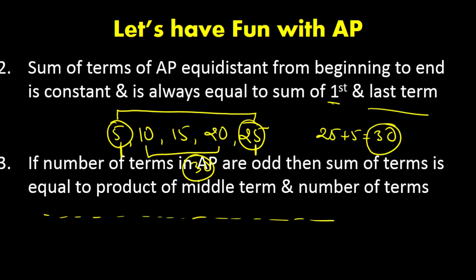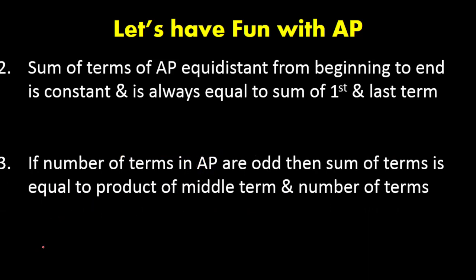Let me clear the screen. Okay, yes. So what is our third property? If the number of terms in an AP are odd, okay, then sum of terms is equal to product of middle term and the number of terms. Okay, we'll check with the example. So 5, 10, 15, 20 and 25. Are these in AP? Yes, very good. Okay, if the number of terms in an AP are odd, 1, 2, 3, 4, 5, 5 terms, okay, means odd terms. Sum of terms is always equal to product of middle term and the number of terms.